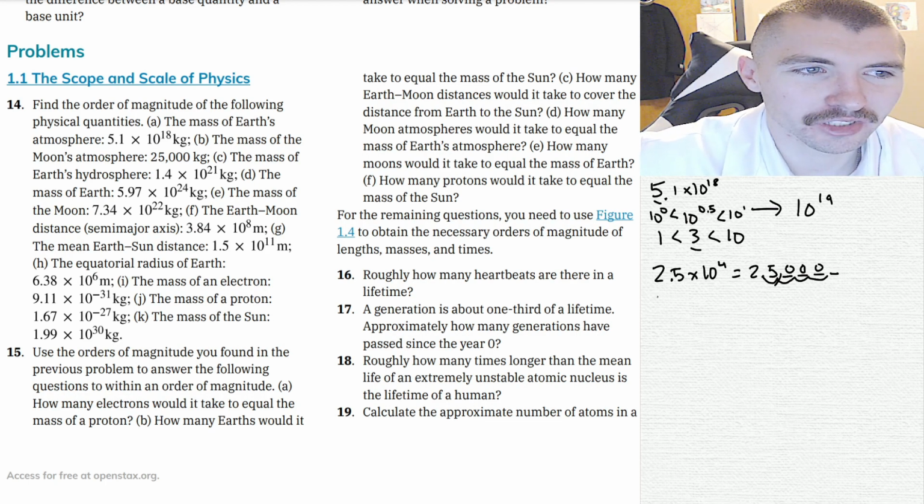The mass of Earth's hydrosphere. I can just tell by looking, that's 10 to the 21. A significant figure is less than 3.